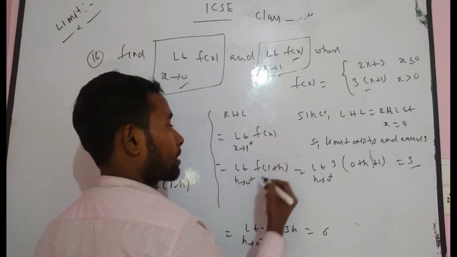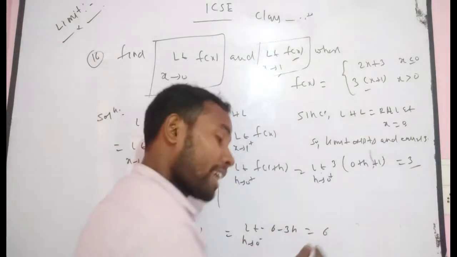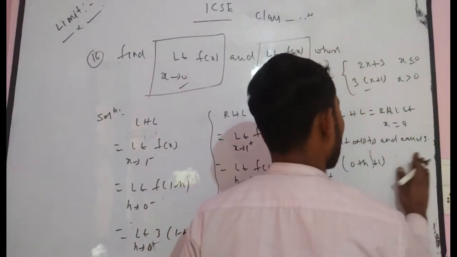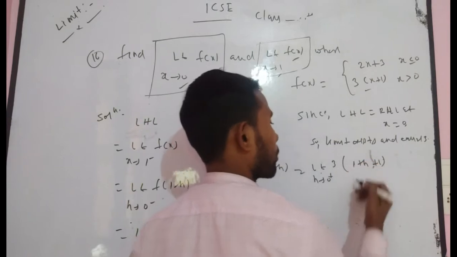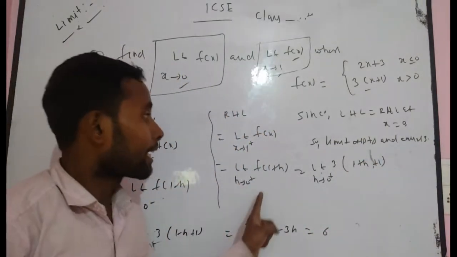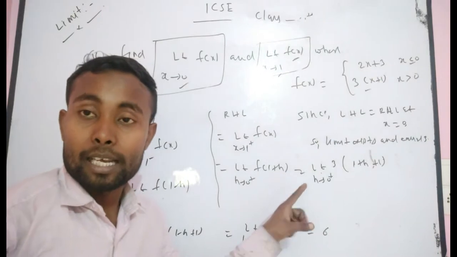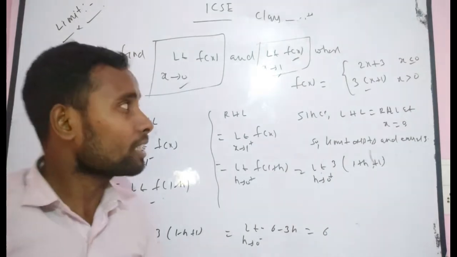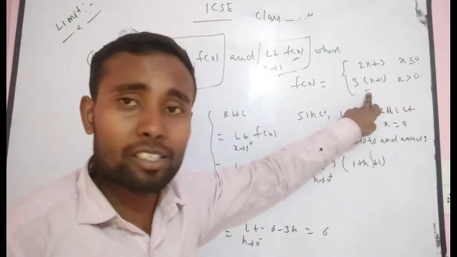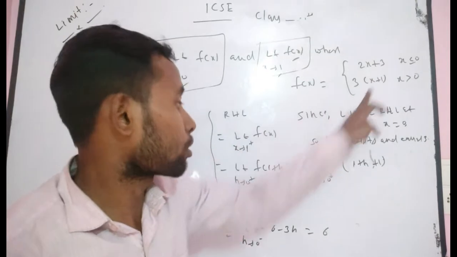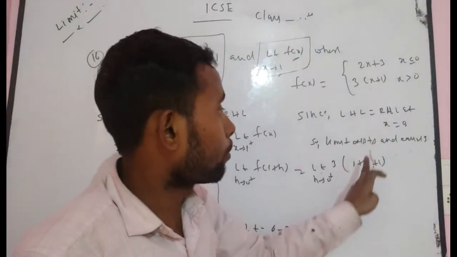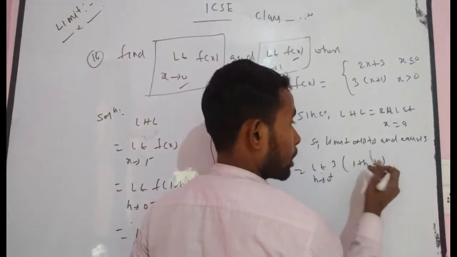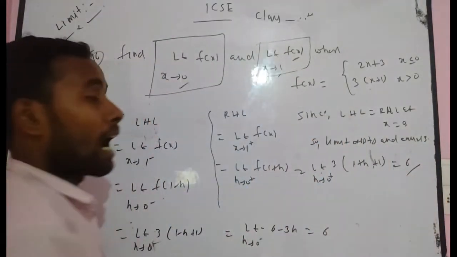Now 1 plus x. Now there is again a simple problem, but sometimes students get confused about it. I have again x equal to 1 plus x, that means slightly greater than 1. Then which function is chosen? Slightly greater than 1 is in this function, so you have to choose this function. That means 3 into (1 plus x) plus 1. If you put x equal to 0 again, you get 6. It is your RHL.